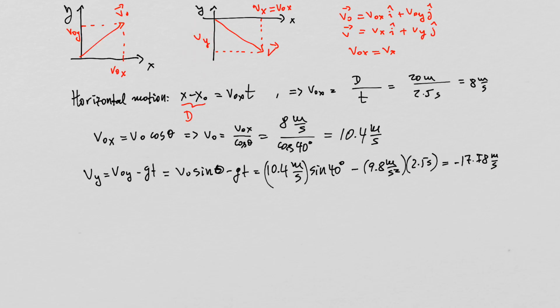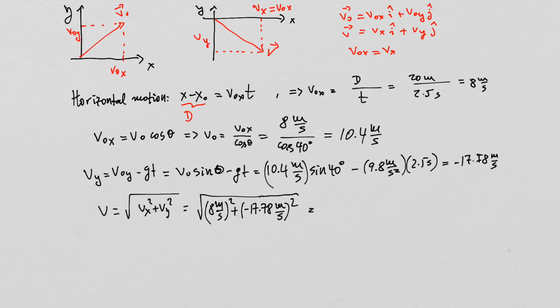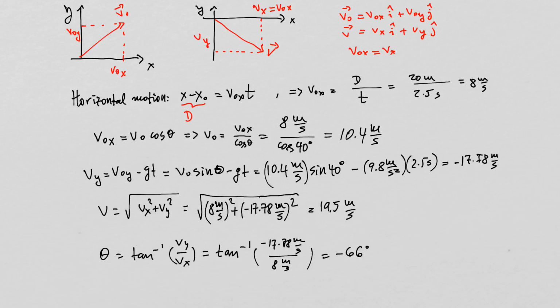Okay, so now I can find the magnitude of the final velocity vector v. The magnitude is the square root of vx squared plus vy squared. So it's the square root of 8 meters per second squared plus negative 17.78 meters per second squared. This gives 19.5 meters per second.